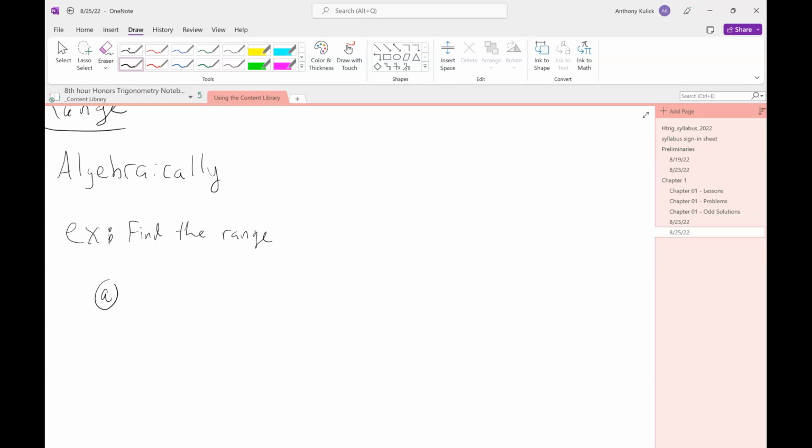And I'm going to use the same functions that we had looked at previously. And I'm also going to use the answers to our domains. Okay, so I'm going to assume that I have the domain as well from our previous answers. Everybody okay with that?